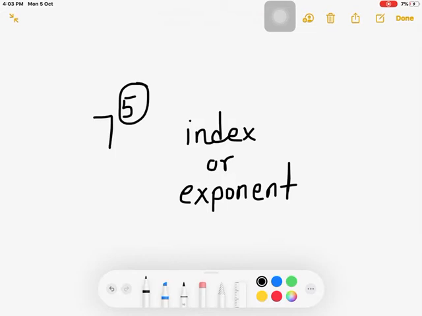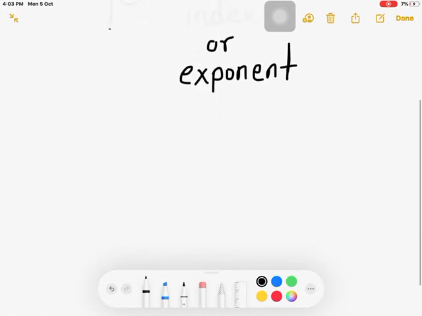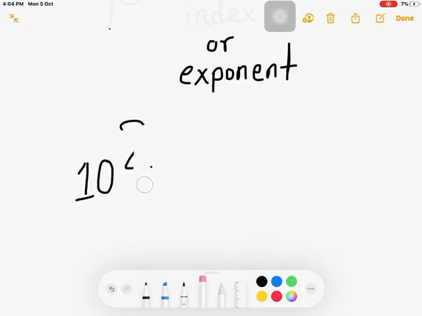Now we have to know that the power is always written in smaller size. Like if you write any number like 10 power 2, we do not write the index or exponent in big number. We always write the exponent in small size. Understood everyone?